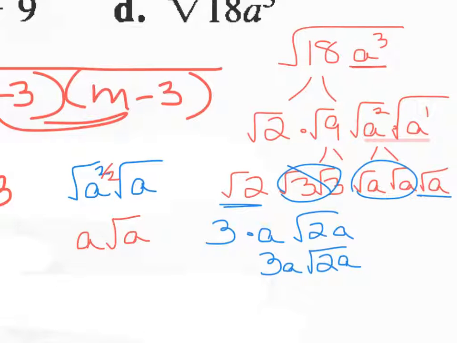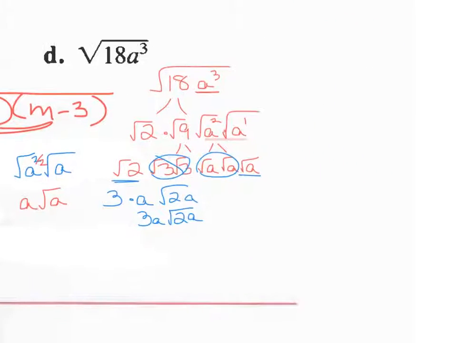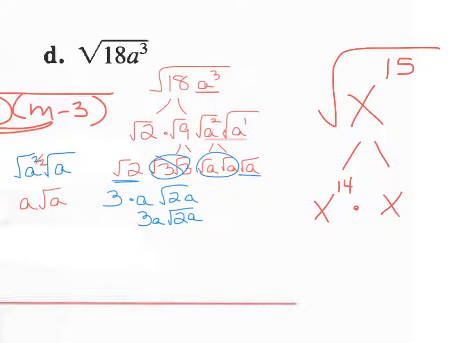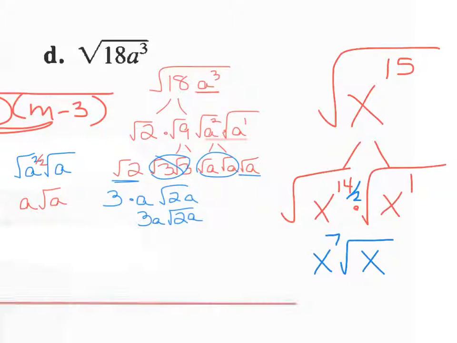Let me do it with maybe a bigger odd exponent. Let's say you have x to the 15th. So what I would do here is break it apart. Instead of writing 15 x's and then make pairs, instead I'm going to make it x to the 14th times x to the 1st. The x to the 14th I can divide by 2 and get x to the 7th and leave the x behind. So when it's odd, you're going to have one of the variables left behind.